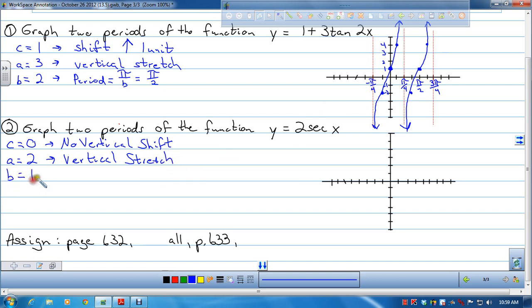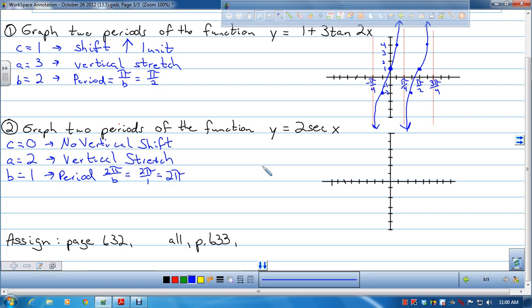b is 1, right? There's an imaginary 1 right here in front of the x, which means that the period would be what it normally is for secant, which is 2 pi. And if I didn't recognize that, 2 pi over b, 2 pi over 1 is 2 pi. So that means that this graph is going to repeat itself every 2 pi units. Okay?